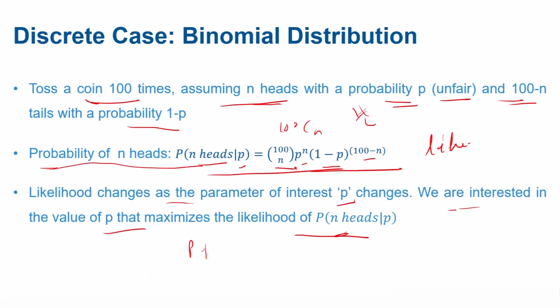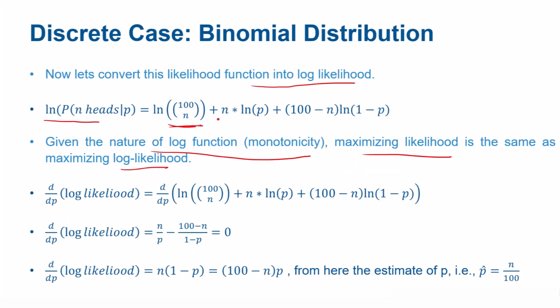This one. So this is an a into b into c form. So it will be like log of a plus b plus c. How? Log of this plus, and because it was p to the power n, so n natural log p plus 100 minus n into natural log of 1 minus p. Now this function we will differentiate with respect to p to find the maxima, because the monotonicity property allows us to do this. So we'll take the differentiation of the log likelihood.